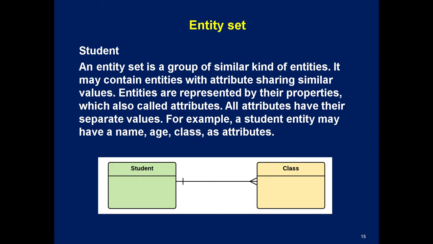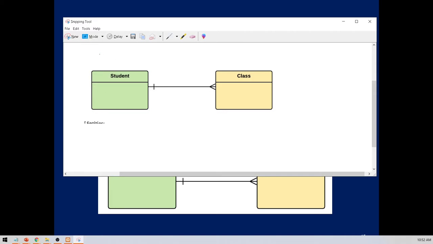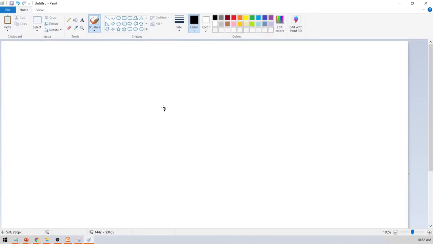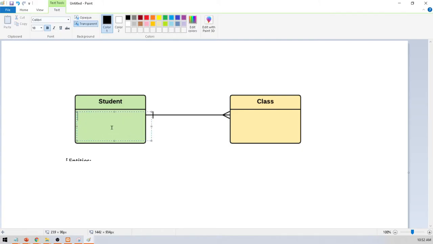So based from this, let me get that bit. Snipping time. Let me copy this. Okay, Kenny, what do you think would be the possible attributes for the student? So we have the SID.